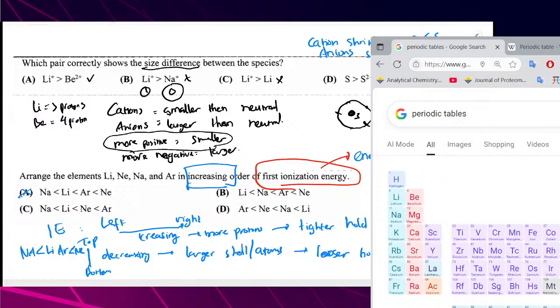And for the last one, how do we recap? Ionization energy goes up across a row and goes down a group. Noble gases stop the trend. So it is very difficult to remove an electron from argon or neon, but still possible.